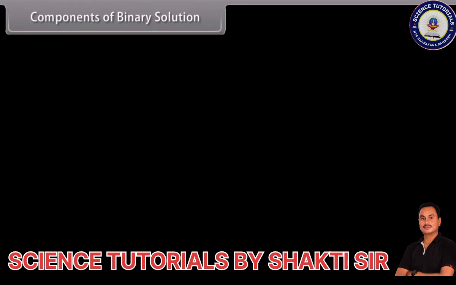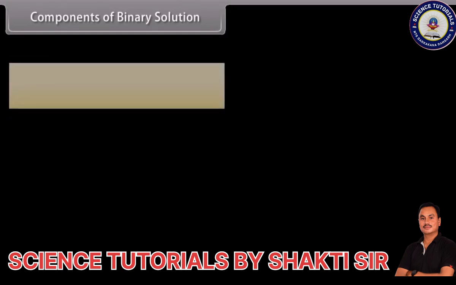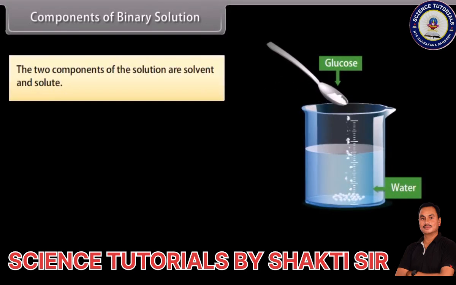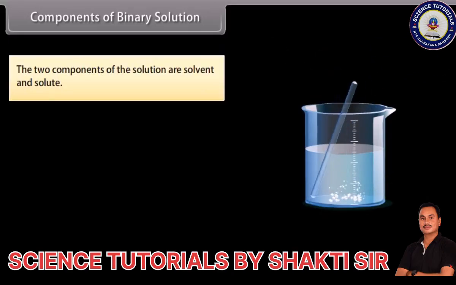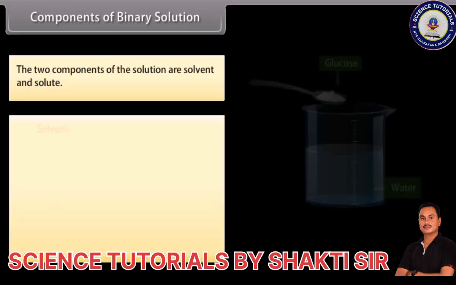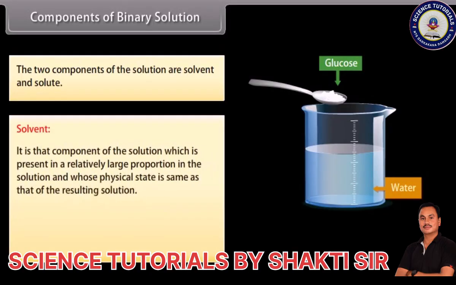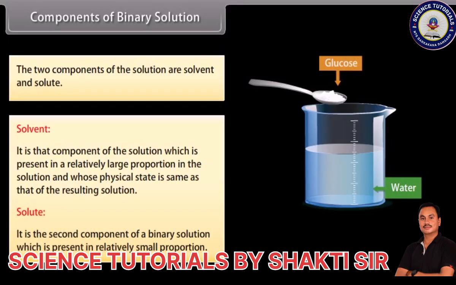Components of binary solution. The two components of the solution are solvent and solute. Solvent. It is that component of the solution which is present in a relatively large proportion in the solution and whose physical state is same as that of the resulting solution. Solute. It is the second component of a binary solution, which is present in relatively small proportion.